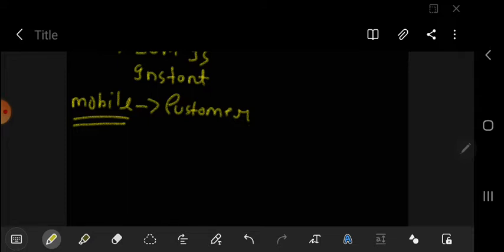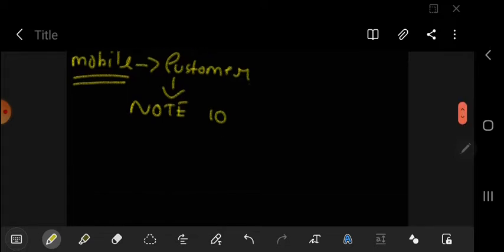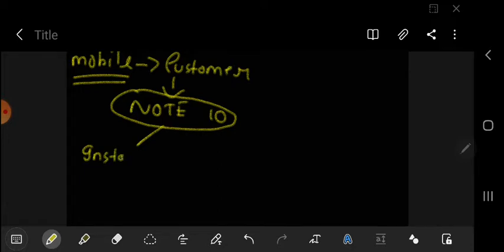Okay, now as an example, we say that a person selects a mobile named Note 10. Now, he has two options. He can pay money instantly, or he can pay money at credit.